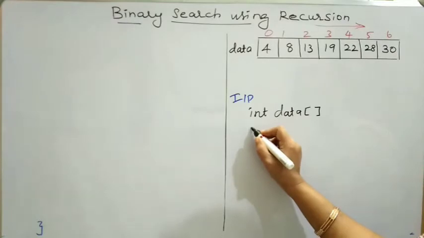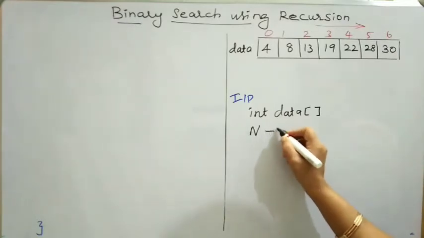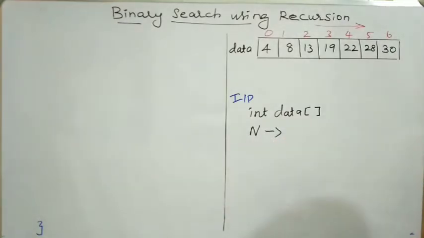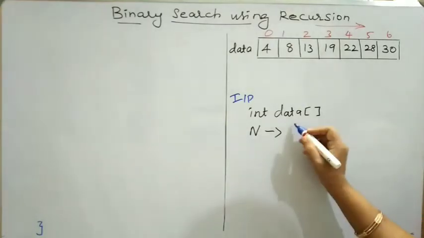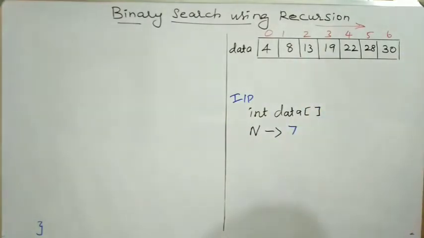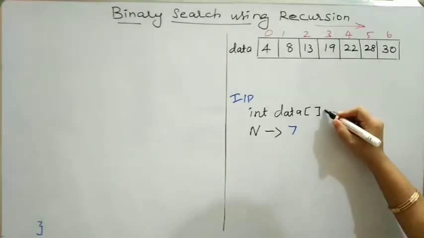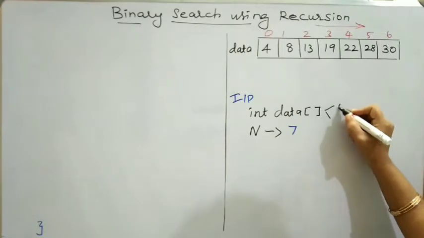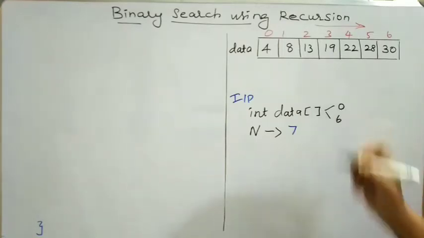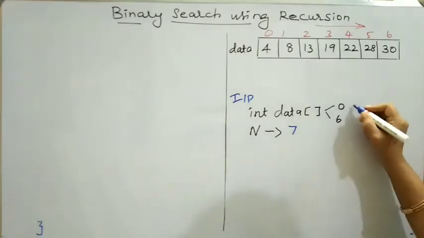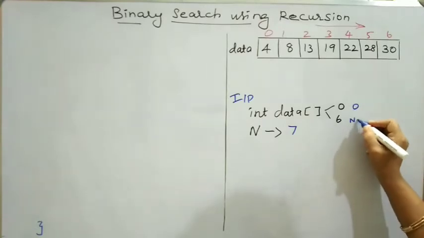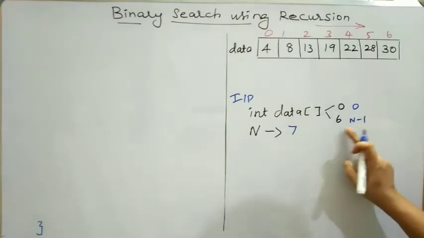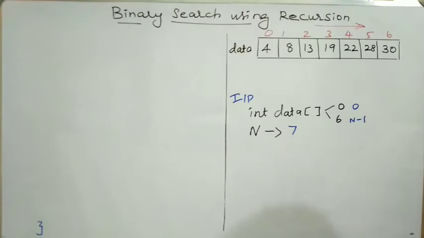Okay. The next variable is n. n is going to hold the total number of elements in my array. Totally I have 7 elements in my array. In case I have 7 elements, the index position ranges from 0 to 6. In general, it is 0 to n minus 1. n minus 1 is the index position of the last element.